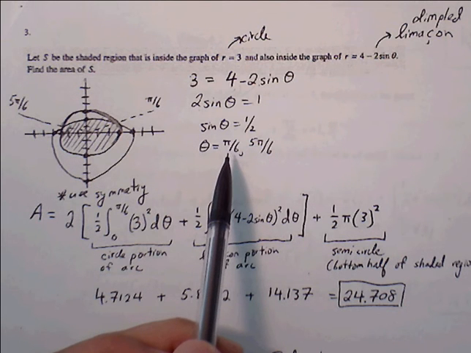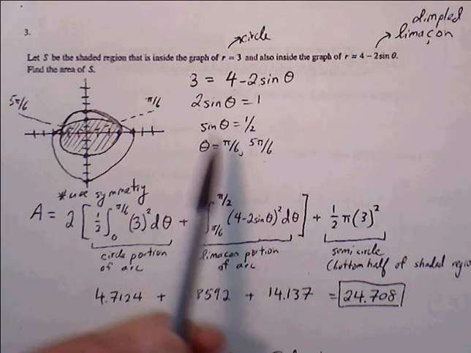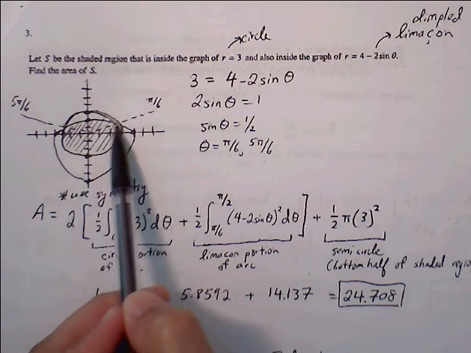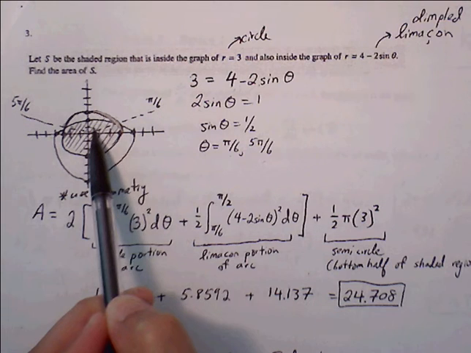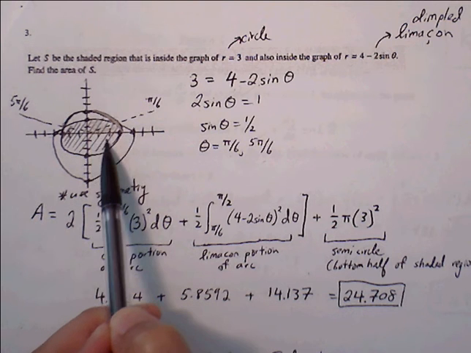So where is sine equal to 1/2? Sine is equal to 1/2 at pi over 6 and 5 pi over 6. Notice that there's symmetry here. So really, I'm just going to focus on finding the area of this portion in the first quadrant.